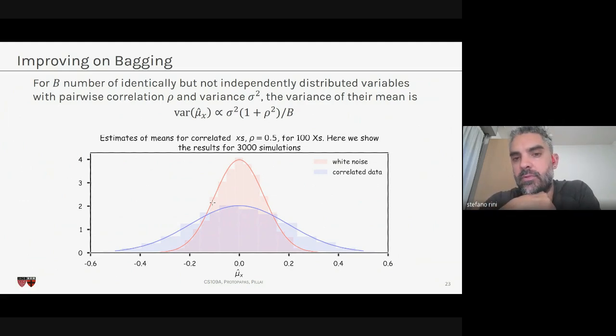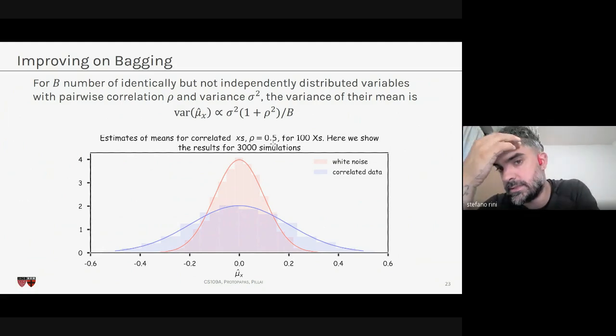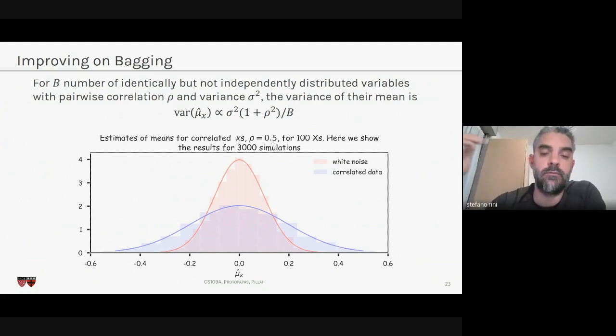So if you go ahead with this logic, then you could say, well, what if I add some correlation between the variables? How does the correlation between the variables affect the convergence of the mean estimate to 0? And the answer is here. In the case where you have a correlation rho among the Gaussian variables, then the variance decreases as sigma squared times 1 plus rho squared divided by B. So this 1 plus rho squared is destroying the convergence to the mean value of the distribution.